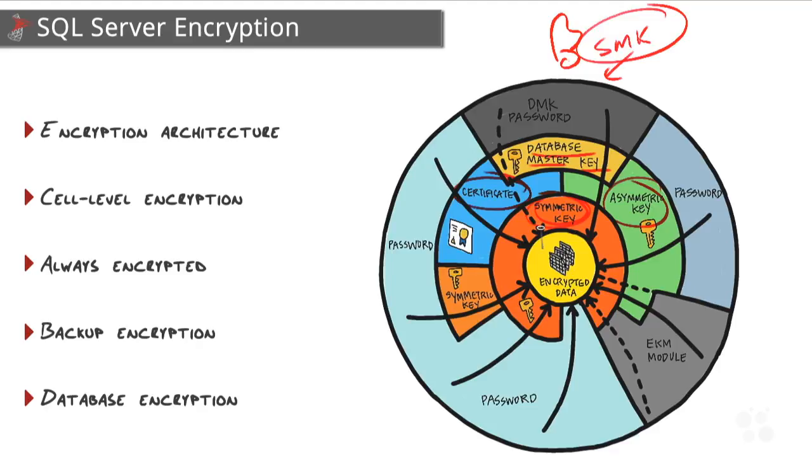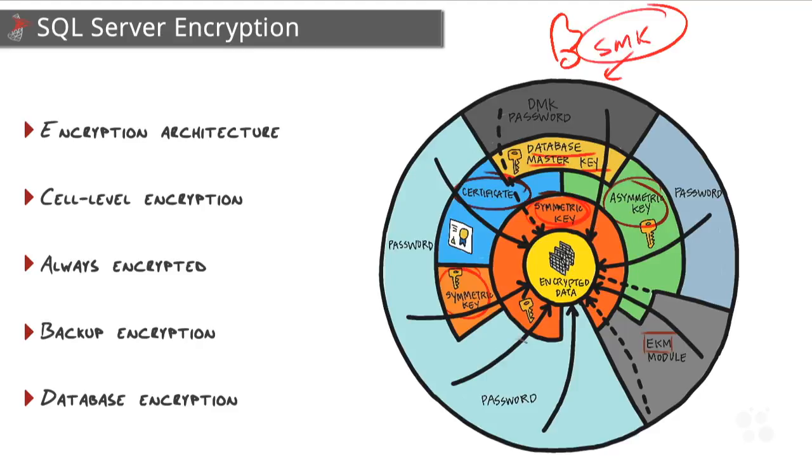So we can make it more secure by encrypting the symmetric key that we use to encrypt data with another symmetric key, or a certificate, or an asymmetric key. We can also store our symmetric and asymmetric keys outside of SQL Server through the Extensible Key Management module. This will allow us to place those keys on a hardware device, like a smart card or USB drive, to further protect those keys from folks who have godlike access to our SQL Server instances.